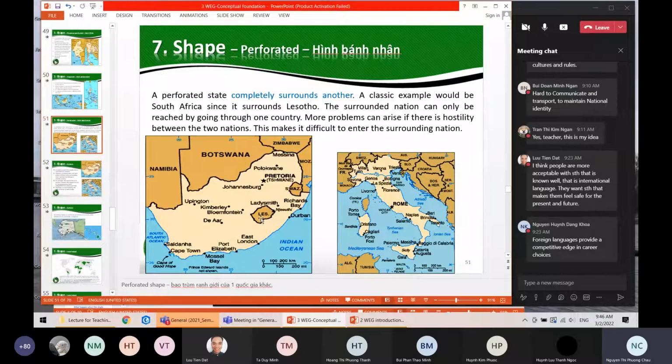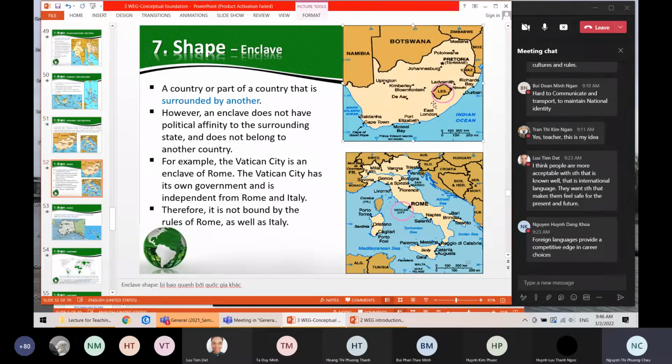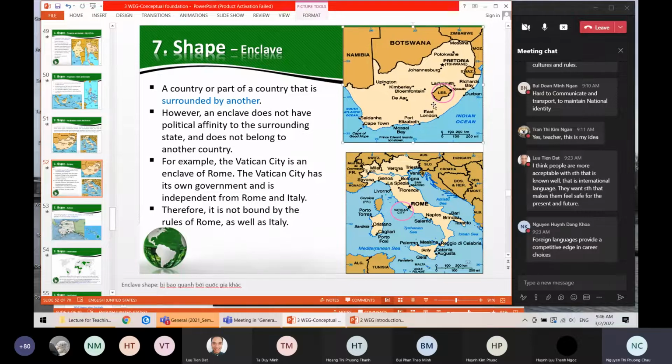So let's look at Lesotho. Lesotho is a smaller country that is totally located in South Africa. So South Africa, the bigger one, is a perforate, and Lesotho, the smaller one, is enclave. We call this enclave. It is the opposite of perforate.